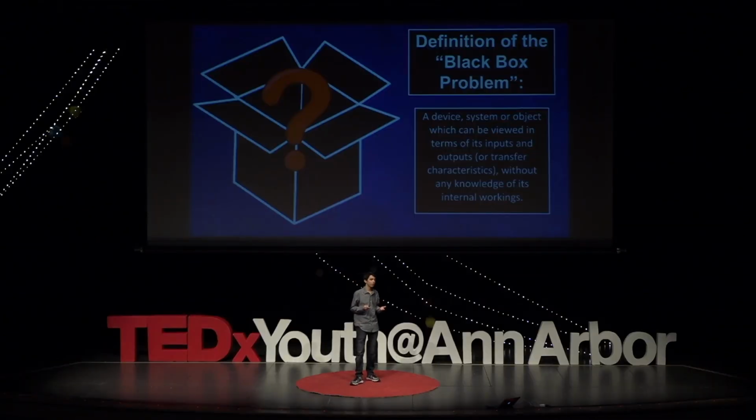Now, with all the good, we fall into the black box problem. In the deep learning neural network, a person's able to see what's inputted and what's outputted, but no one really knows what happens in the middle.